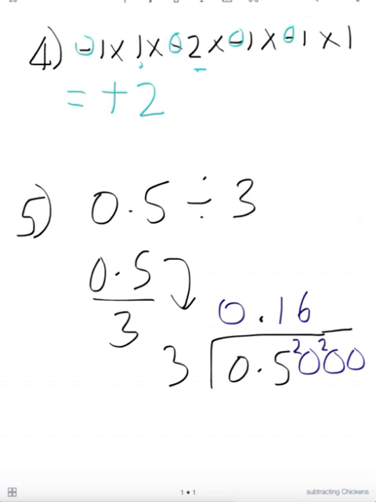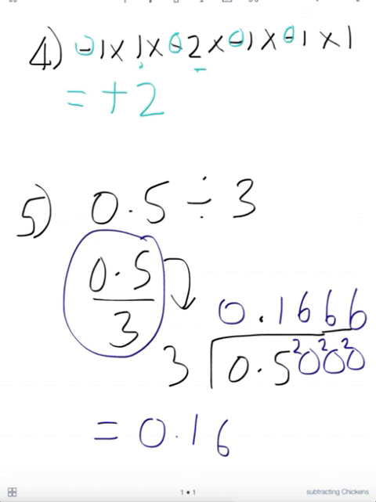3 into 20, once again, 6 times, remainder 2, and I have found a pattern, okay? I know there always has to be a pattern whenever we divide fractions or divide numbers together. So my final answer will be 0.16 with a dot on top, saying that my 6 is repeating itself forever and ever and ever.